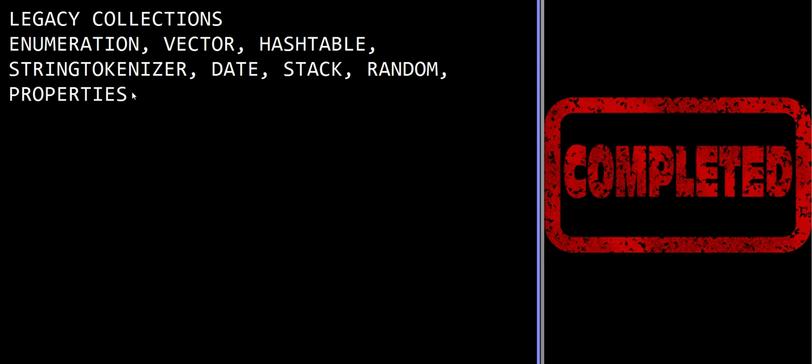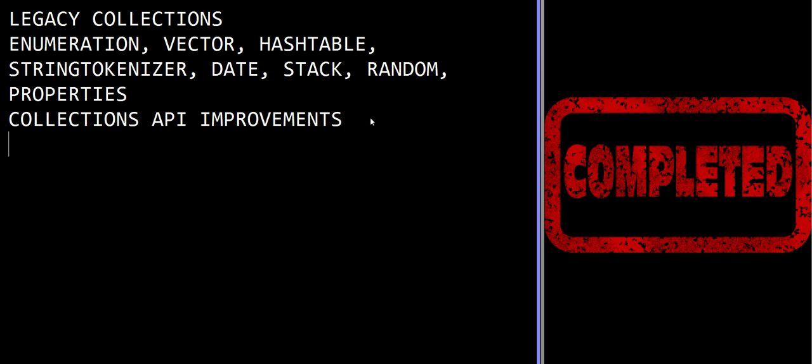And then we have collections API improvements. In the collections API improvements we have the of method. The of method is used to add more than one element at a time, and it is useful for list, set, and map interfaces. This is about collections API improvements.